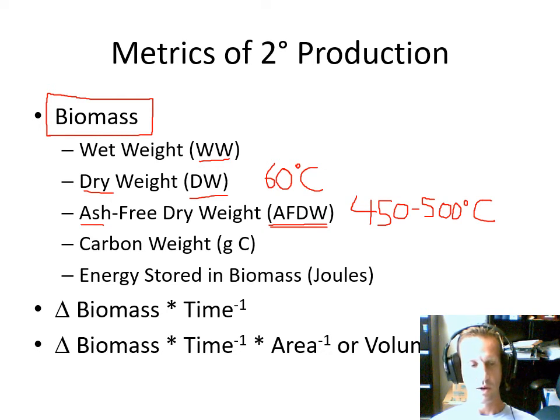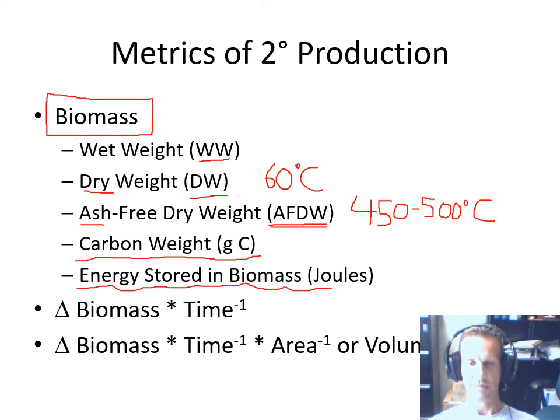Sometimes we want to be even more specific, and instead of just getting the weight of all of the material in a thing, we want to know the weight of just a specific element or compound in the material. So some scientists will measure carbon weight. And sometimes we're interested not only in the biomass of the organic material that's been produced, but we're interested in the energy stored in the biomass.